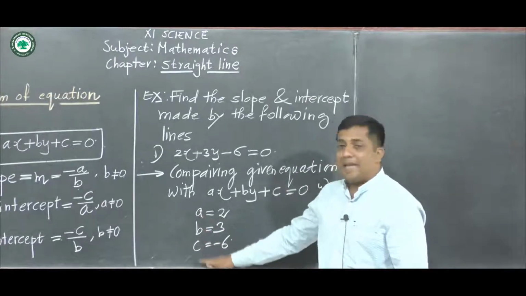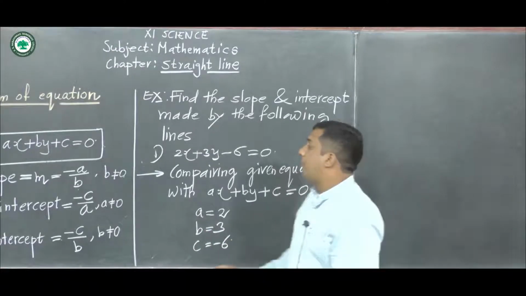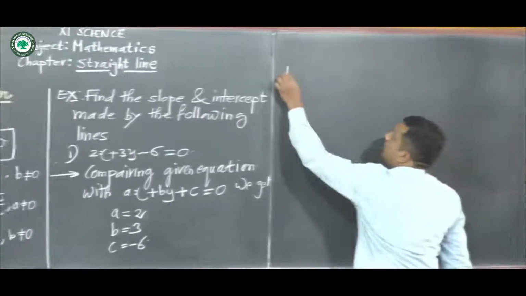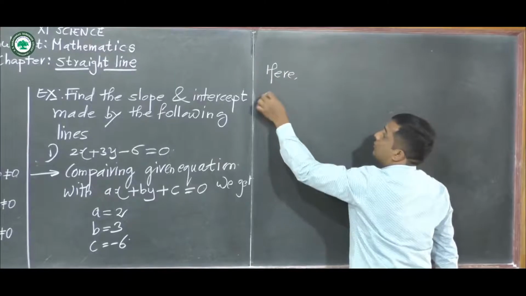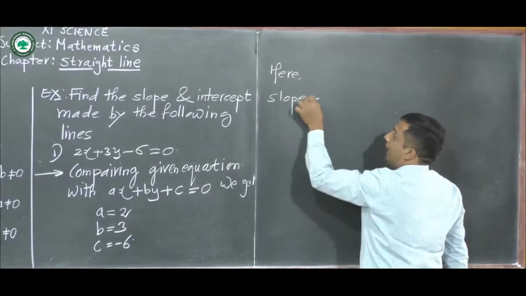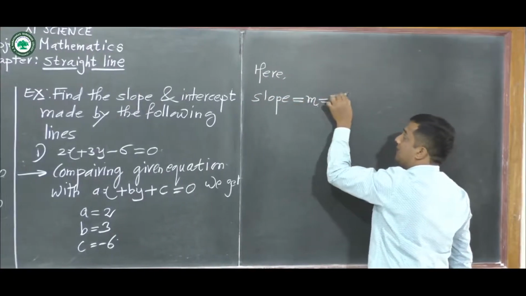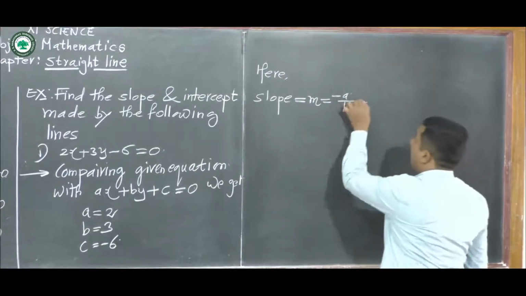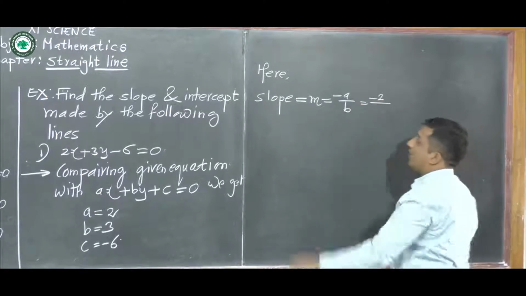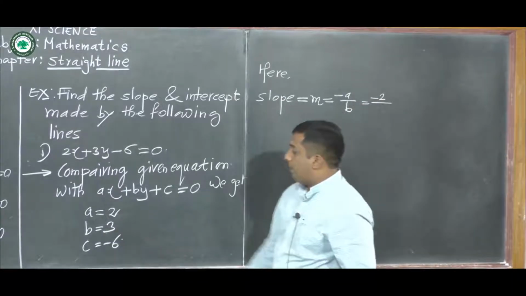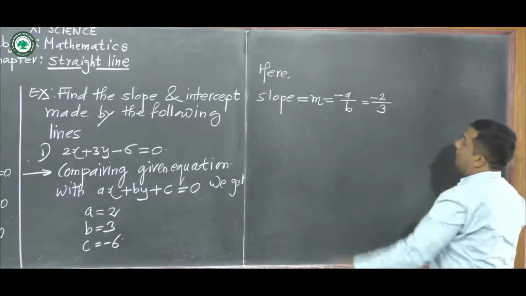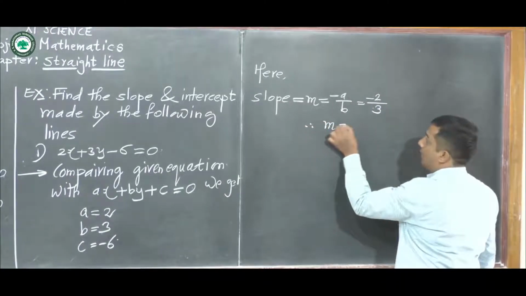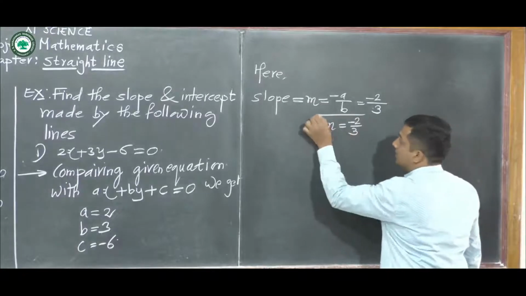Now we know a, b and c. To find the slope, we consider m, which is minus a upon b. So slope m is equal to minus a upon b. We know a is 2, so we replace a by 2, divided by b, which is 3, and we get slope m equal to minus 2 upon 3.